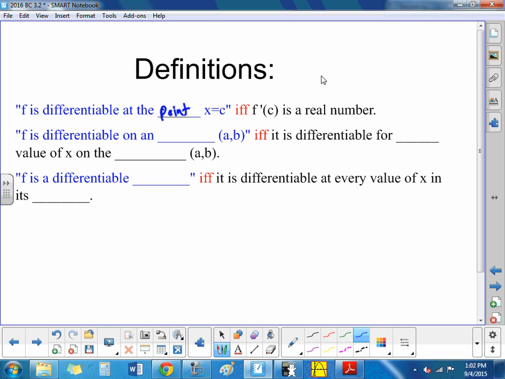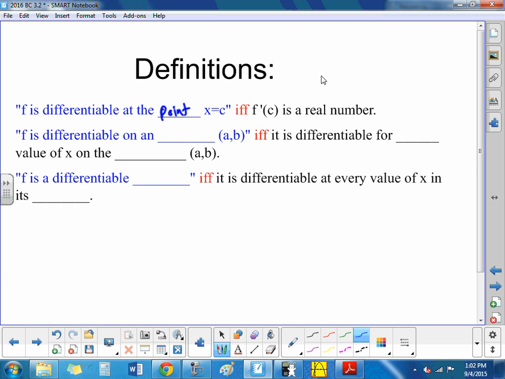Here's the first one. If f is differentiable at the point x equals c, then f prime of c is a real number. You can also switch it around. IFF allows us to switch it around now and say it the other way. If f prime of c is a real number, then f is differentiable at the point x equals c. So what we call that is a biconditional. And you can say that if-then both ways.